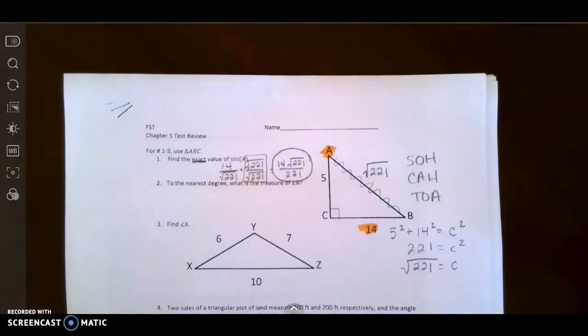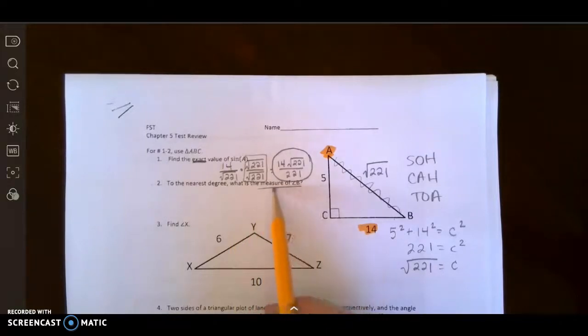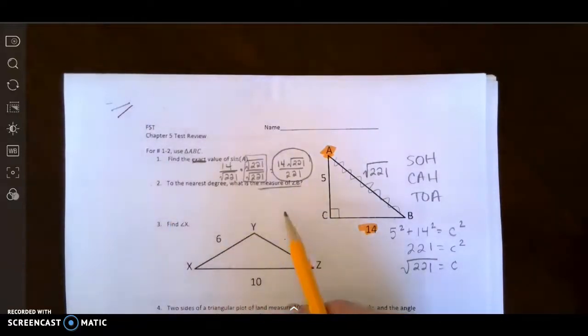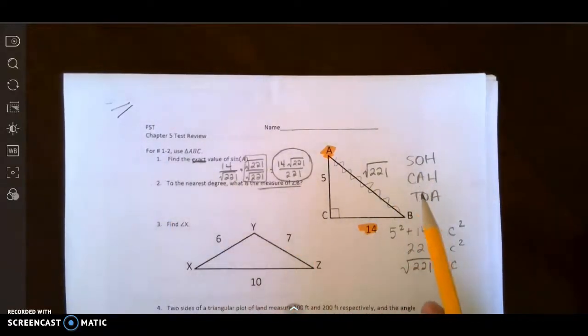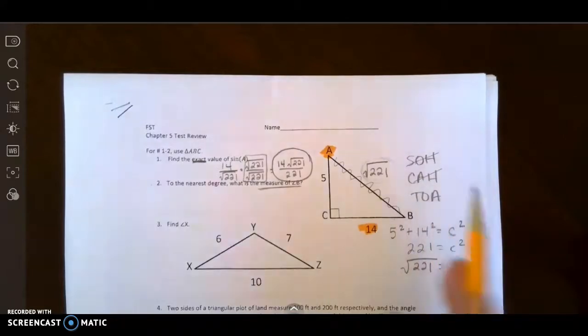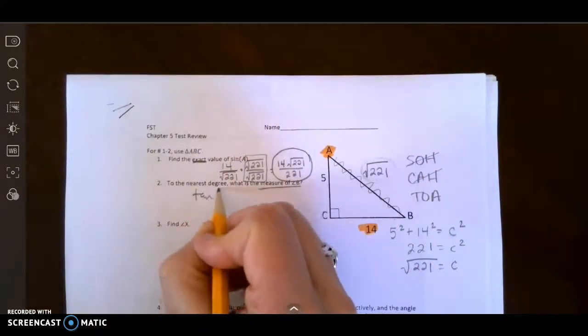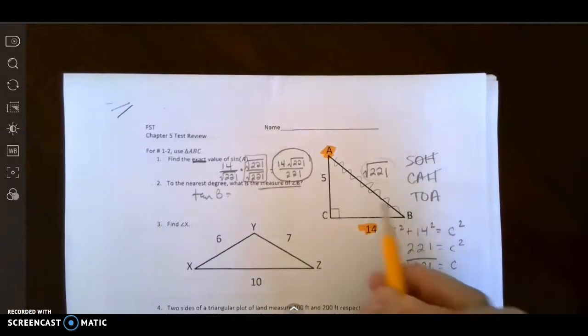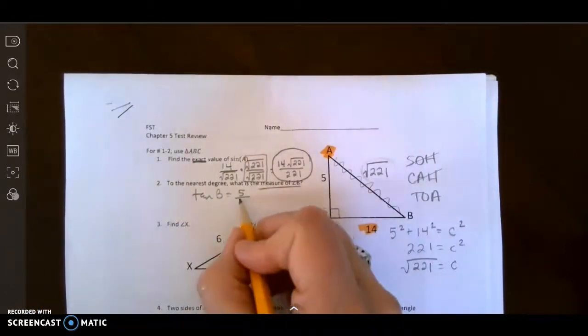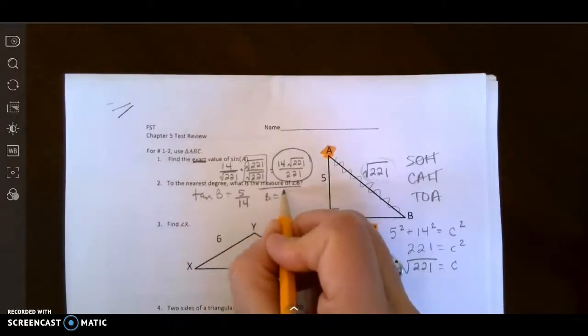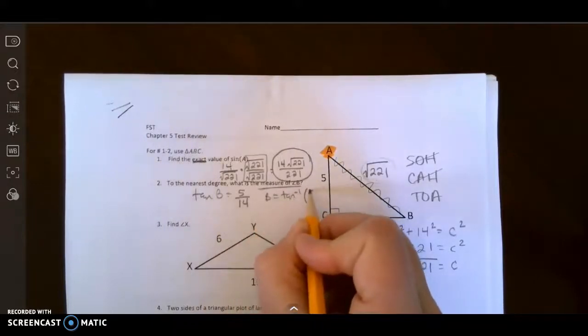Number 2 asks me, to the nearest degree, what is the measure of angle B? Since I'm looking for the measure of an angle, I'm going to do an inverse sine, cosine, or tangent. I'd really rather not involve the square root of 221, which is the hypotenuse, which takes out sine and cosine. So why don't I do tangent? The tangent of B would be opposite, 5, over adjacent, 14. So angle B is equal to the inverse tangent of 5/14.